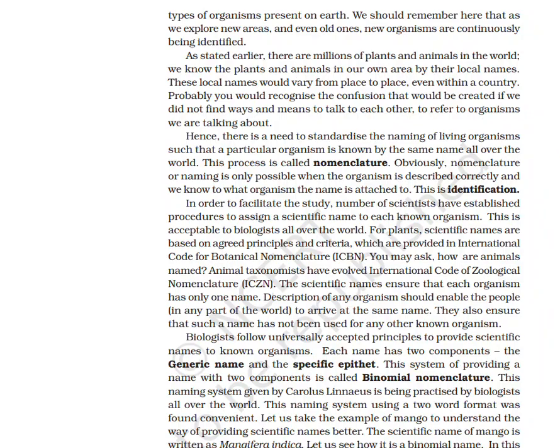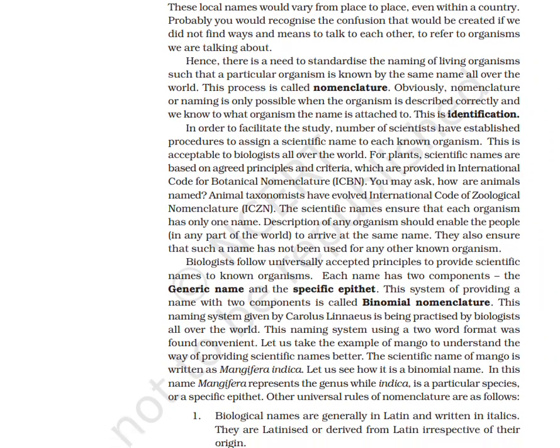For plants, scientific names are based on agreed principles and criteria, which are provided in the International Code for Botanical Nomenclature (ICBN). You may ask, how are animals named? Animal taxonomists have evolved the International Code of Zoological Nomenclature, ICZN. The scientific names ensure that each organism has only one name. Description of any organism should enable the people in any part of the world to arrive at the same name. They also ensure that such a name has not been used for any other known organism.